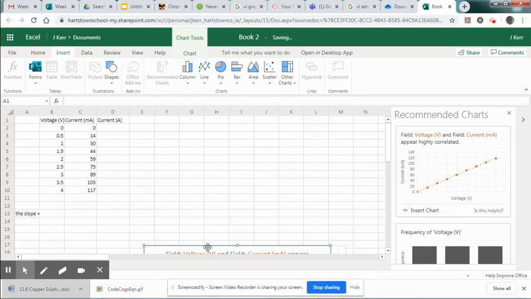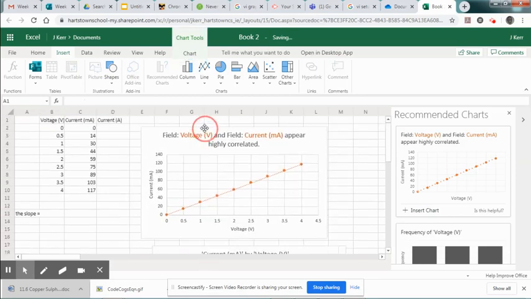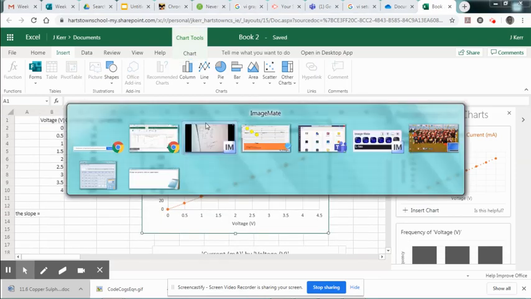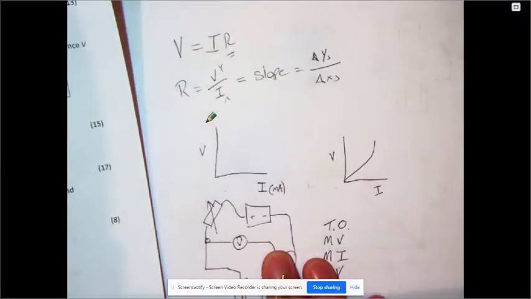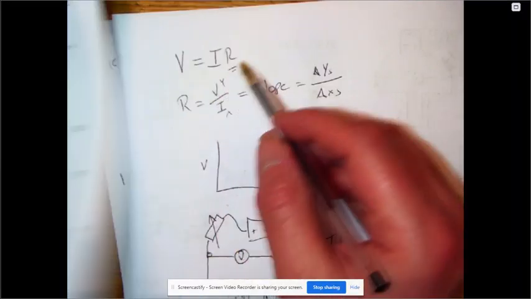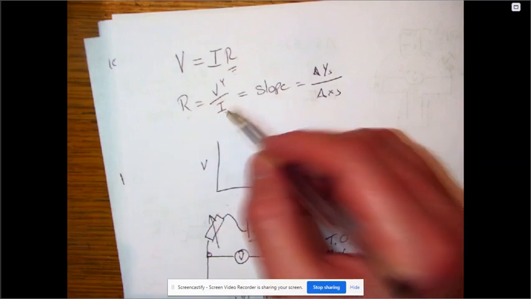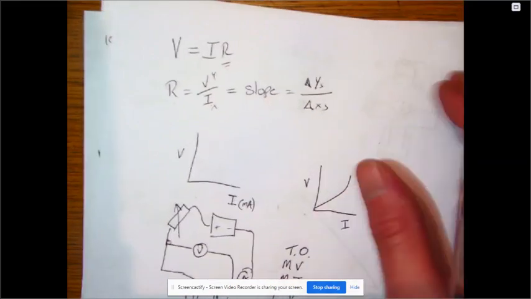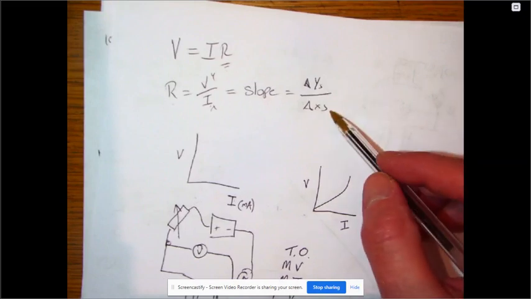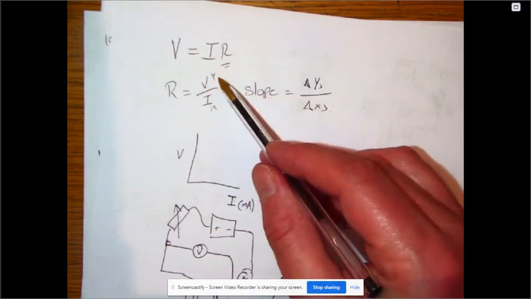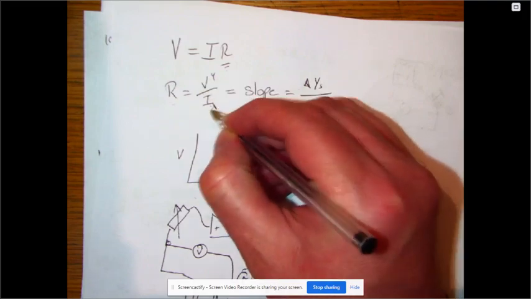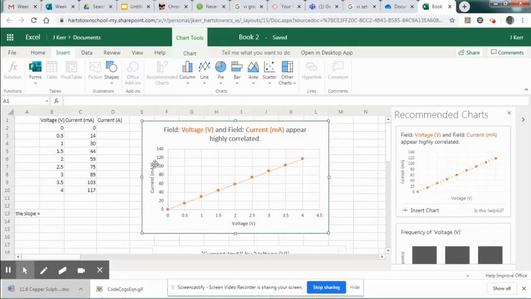I would rather it was V versus I, and the reason for that comes back to the formula. V is equal to I times R, and what you're looking for is R. So R is equal to V over I. The slope of the line is the change in Y over the change in X. Therefore, V has to be the Y, and I has to be the X. So this is it.